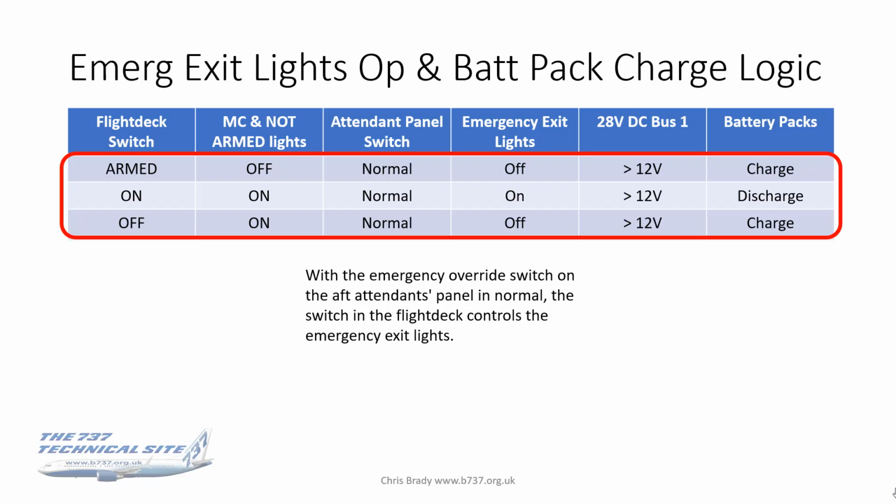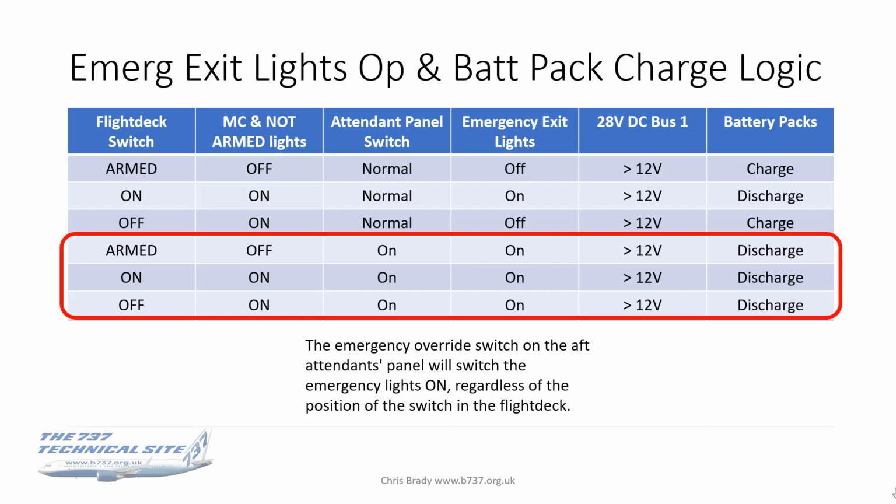All right, let's add the next layer, and the difference here is that the aft attendant panel switch is on, and you can see that this will switch the emergency exit lights on regardless of the position of the switch in the flight deck. So they're on, regardless of flight deck switch, the lights will be on and the battery packs will discharge.